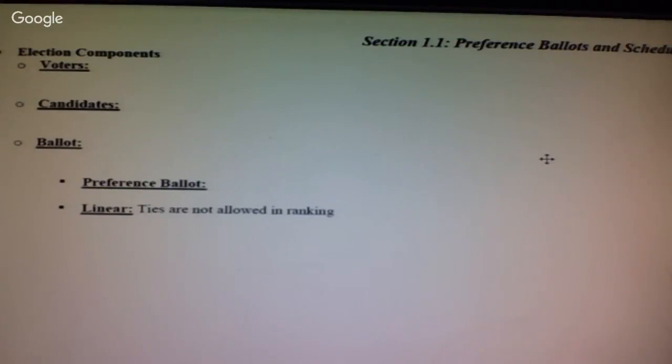The first one is a voter. What is a voter? Someone who shares their opinion on a certain subject. Okay? So, this is a group or individual that participates in an election.